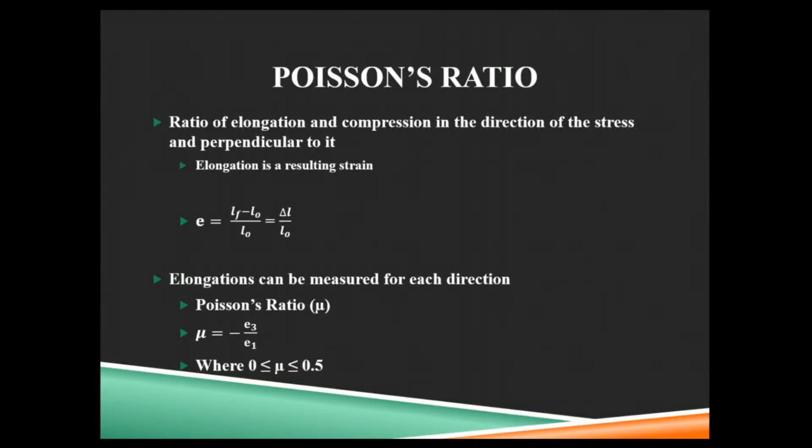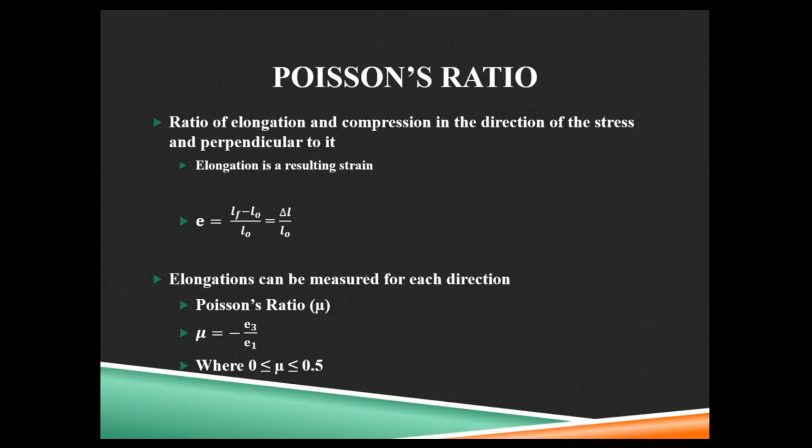Now, Poisson's ratio, not Poisson's ratio, Poisson. Think of reading it in a French accent. This is the ratio of elongation and compression in the direction of the stress and perpendicular to it. So, elongation, special formula to calculate elongation, length final minus length initial divided by length initial, or delta L over L initial, or L naught.